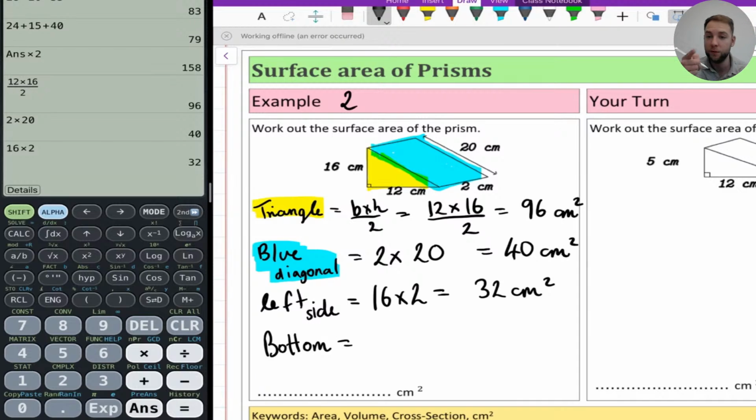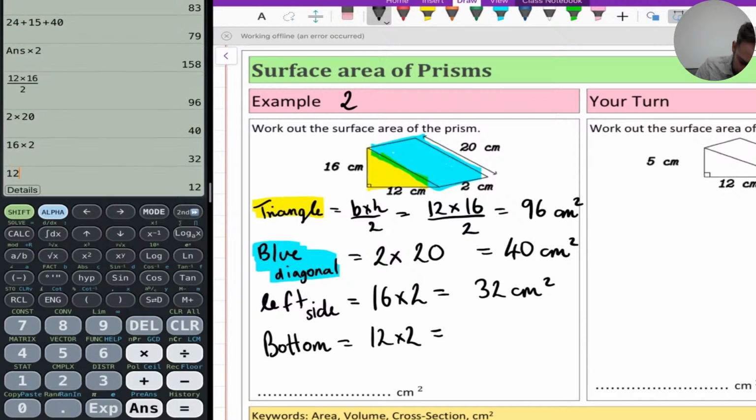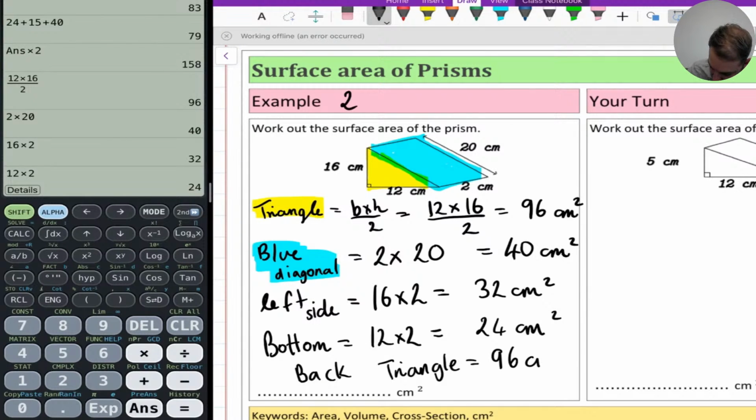And then we also have the bottom as well. Now the bottom is 12 across by 2 back. So this one here is 12 by 2. 12 times 2, which is equal to 24 centimeters squared. Now there is one more thing that we need to add on this, and that's the back triangle. And we know that the back triangle is the same as the front triangle, so that's equal to 96 centimeters squared.